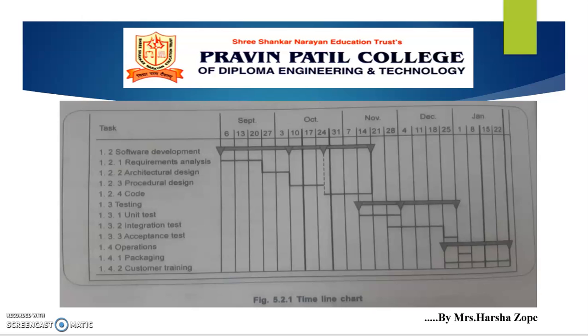In this diagram, that is the timeline chart, this is a task. You can see the months: September, October, November, December, January, and the particular weeks assigned, and how many weeks it will take to complete this task. It is highlighted. You can see in this diagram the particular task, software development. It will start from 6 September and it will end on 14th November. In this way, a particular task is shown on a timeline chart.